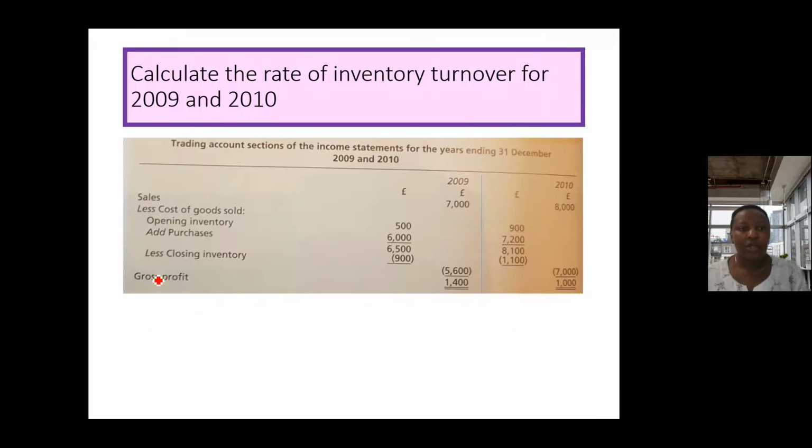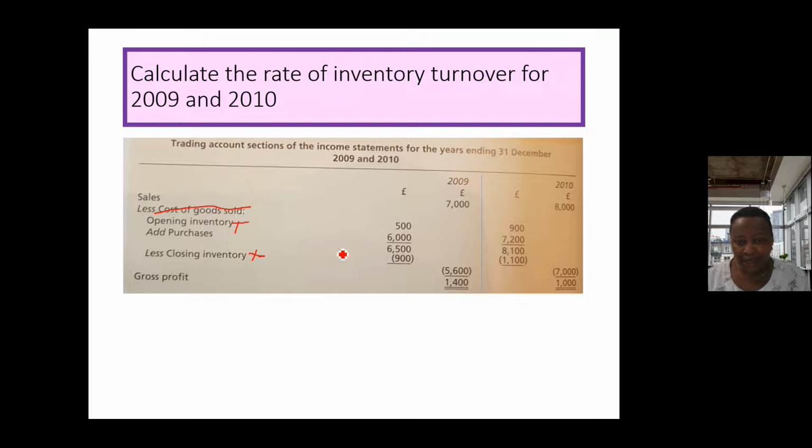Let's look at an example. Here we've been told to calculate the rate of inventory turnover for the year 2009 and 2010, and this helps us to do a comparison. Don't forget what the formula is: our cost of sales, and we divide that by our average inventory. So this needs our closing inventory as well as our opening inventory, because for our average inventory we add opening inventory plus closing inventory and divide that by 2.